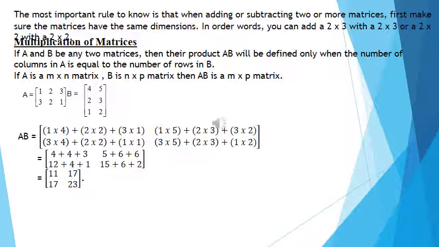For example, here I am given a matrix A equal to 1 2 3 3 2 1. This is a matrix of order 2 rows and 3 columns, so a 2 by 3 matrix. Next, B is a matrix 4 5 2 3 1 2, so it is of order 3 rows and 2 columns, so 3 by 2. The number of columns in the first matrix A is 3, and the number of rows in the second matrix B is 3. So both of them are equal.